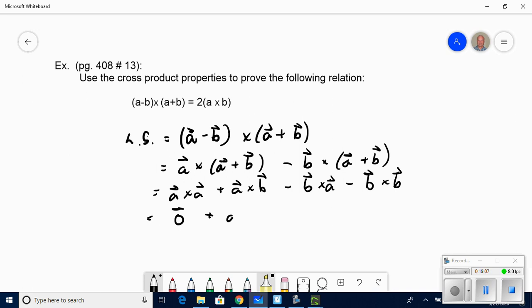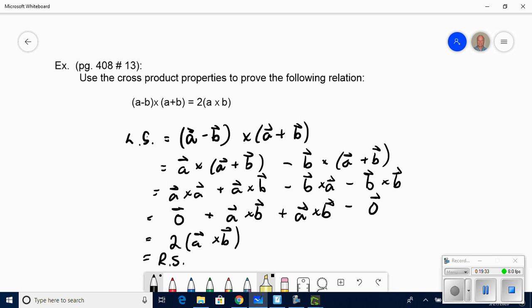Now I've got A cross B. Using this property here, minus B cross A is A cross B. And then I've got another 0 vector when I cross two vectors that are the same. So it looks like I've got 2 A cross B. That's the right-hand side. That's what I wanted to prove here. So the properties we used are this one and this one here, two properties from our first chart. All right, let's finish this up.